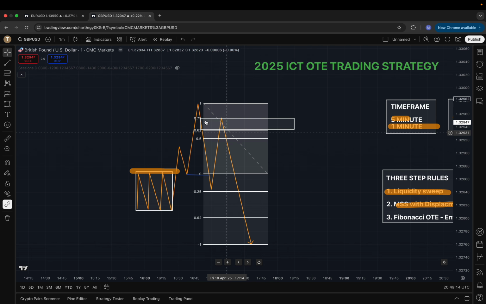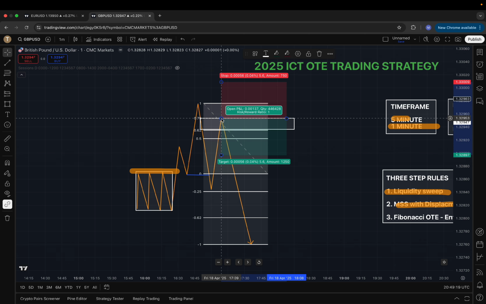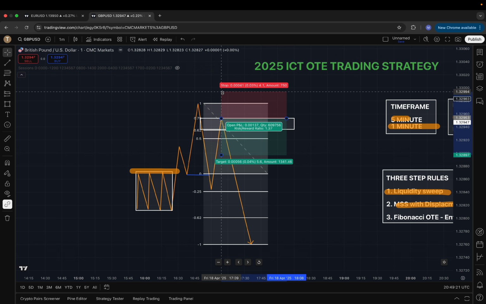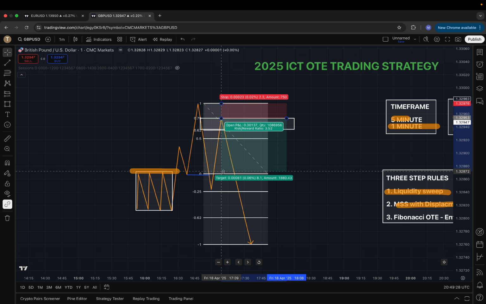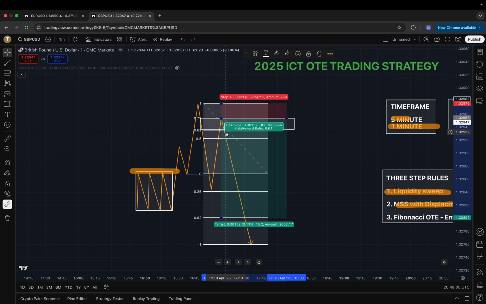You would enter off this fair value gap, you would put a short position at the 0.79 level, put your stop loss at the 1 level, and your take profit would be a simple 1 to 2, although you could target, say for example, the 0.25 level or the 0.62 level. If you want to use the OTE Fibonacci as a take profit level, if you enter on the 0.79 level, you can do 0.62 as your take profit 1, 0.5 as your take profit 2, and so on and so forth.